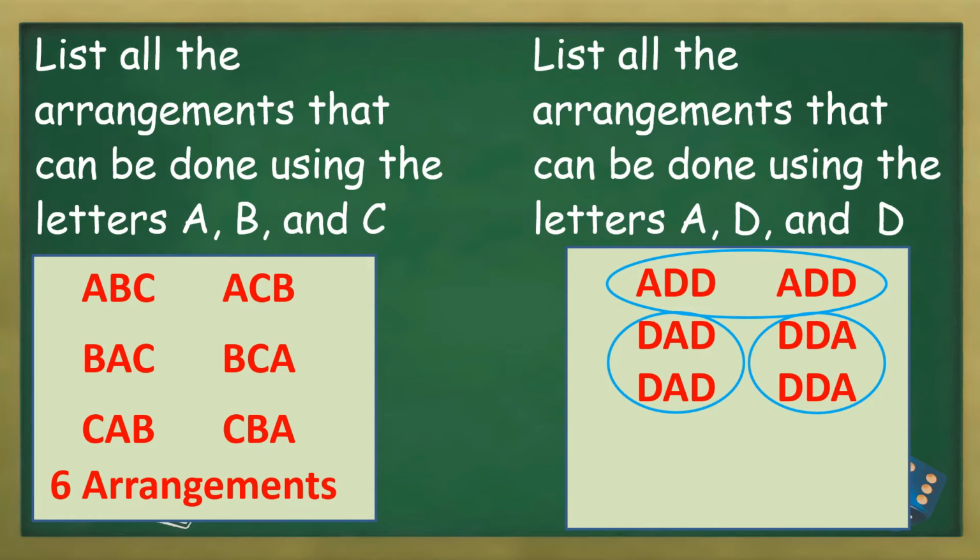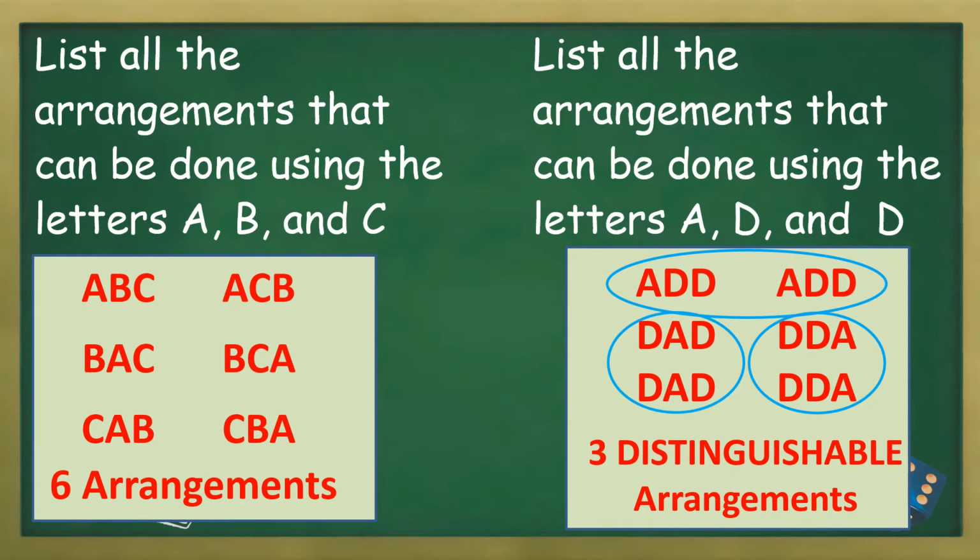Since these are identical arrangements, we cannot distinguish them. If we want to count the number of arrangements that can be done using the letters ADD, we just count the distinguishable arrangements. So the ADD and the other ADD will be considered as 1. The DAD and the other DAD is also 1. And DDA and the other DDA is also 1. So counting the distinguishable arrangements, we only have 3: ADD, DAD, DDA. What we did here is an example of distinguishable permutation.